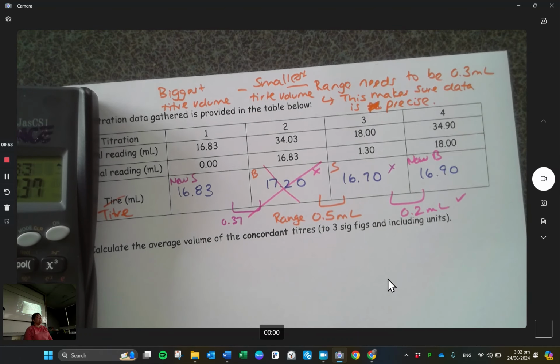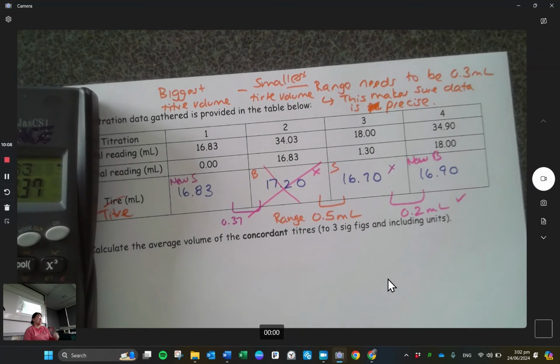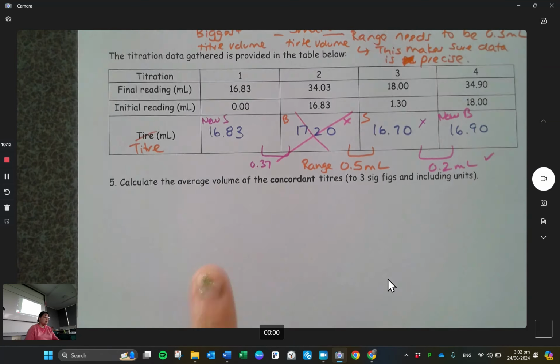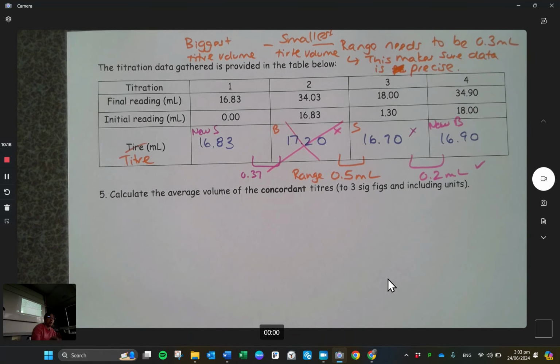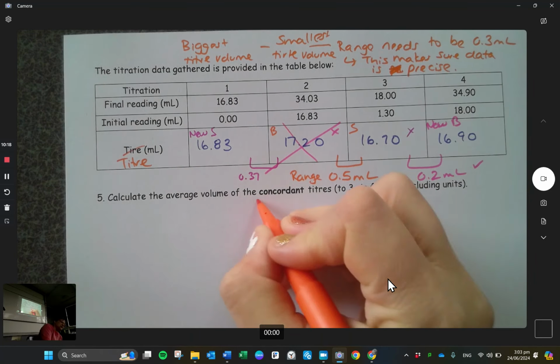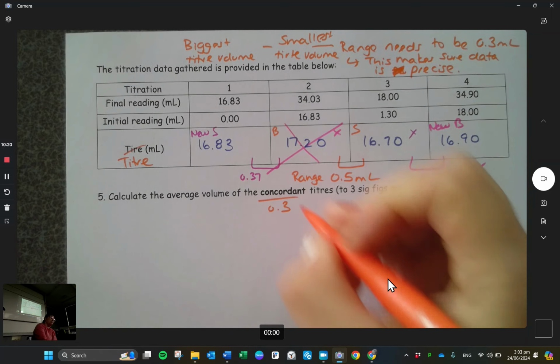You only need to exclude numbers if it's not within the range of 0.3. Also, when you guys are doing your titration and collecting your data, you can have a look to see how your data is going. And if you have a bad data point, you can just exclude it and do another titration. Then this one here is average the 3 concordant titres. So when we see the word concordant, that is referring to that 0.3 milliliter range.